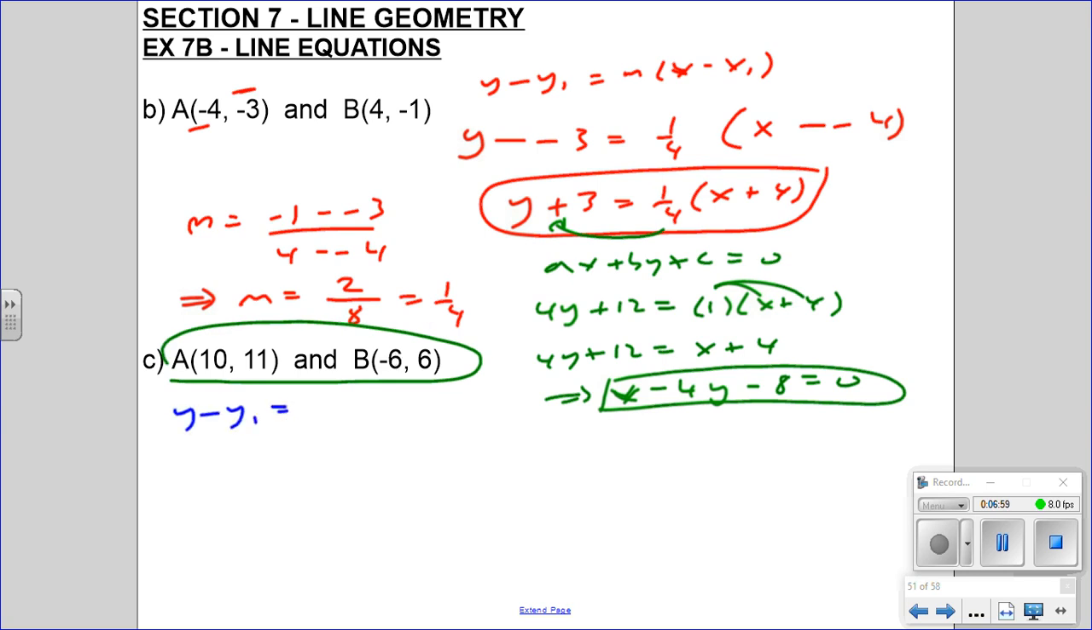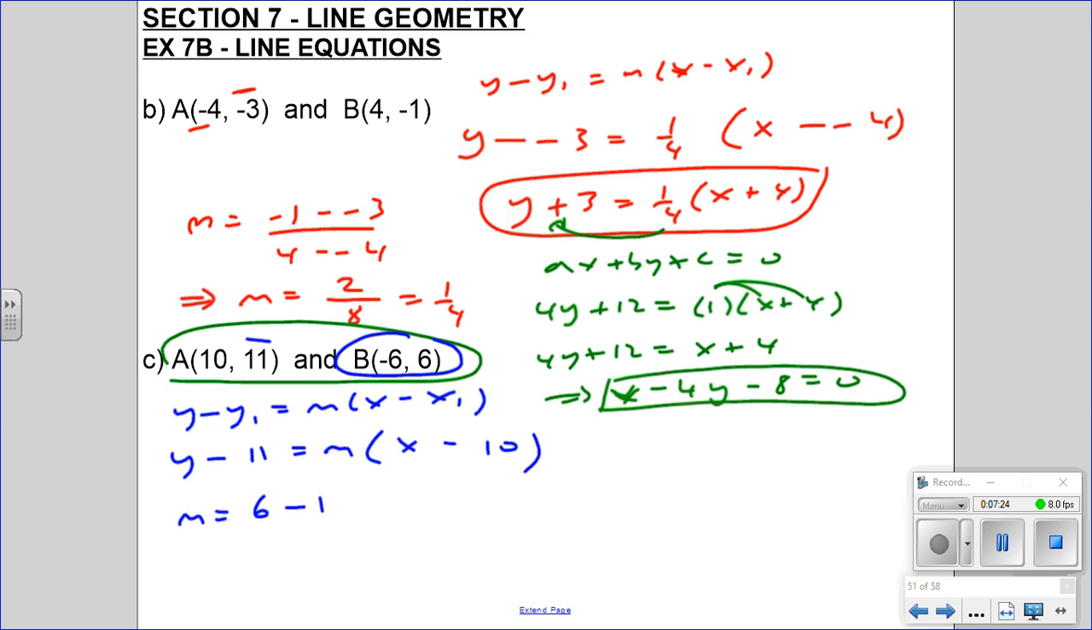Whereas this part C, again, let's go quicker this time. So y minus y1 is m(x minus x1). We know what y1 is, it's 11. And we know what x1 is, it's 10. It doesn't matter if I use this coordinate b, it doesn't matter. You can use y2 and x2, literally doesn't matter, you just need one point to make a line. So now we just need m, so we need the gradient and 1 point to make a line, okay? So y2 take y1 over x2 take x1, so minus 5 over minus 16, so that's 5 over 16.